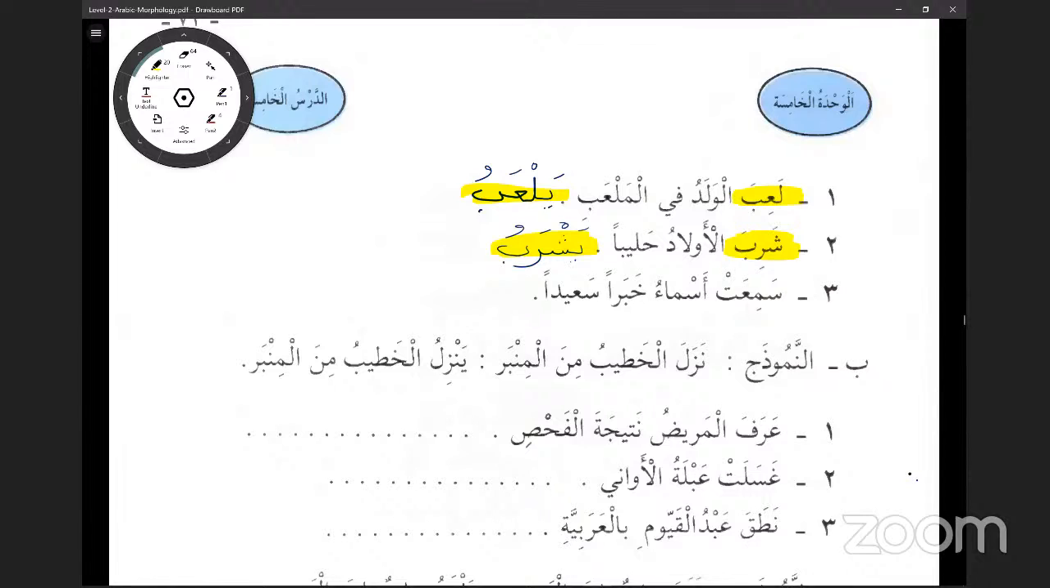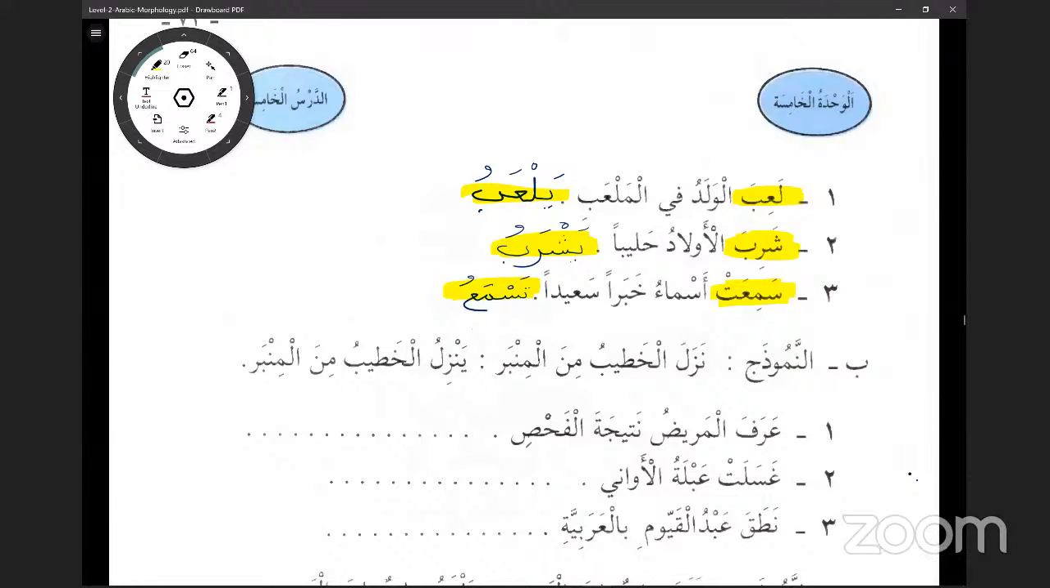So number 3, go ahead. Sami'at Asma'u khabaran sa'idan. Asma heard the good news. Some good news, yes. We don't want to say the because there's no alif lam, but yes, she heard good news. Then say Tasma'u Asma'u khabaran sa'idan. Good. So Tasma'u, Asma hears good news.